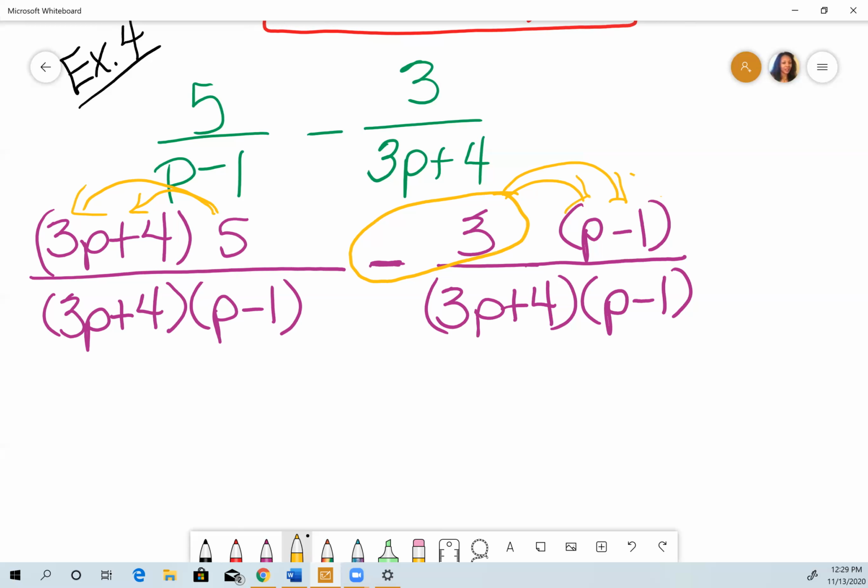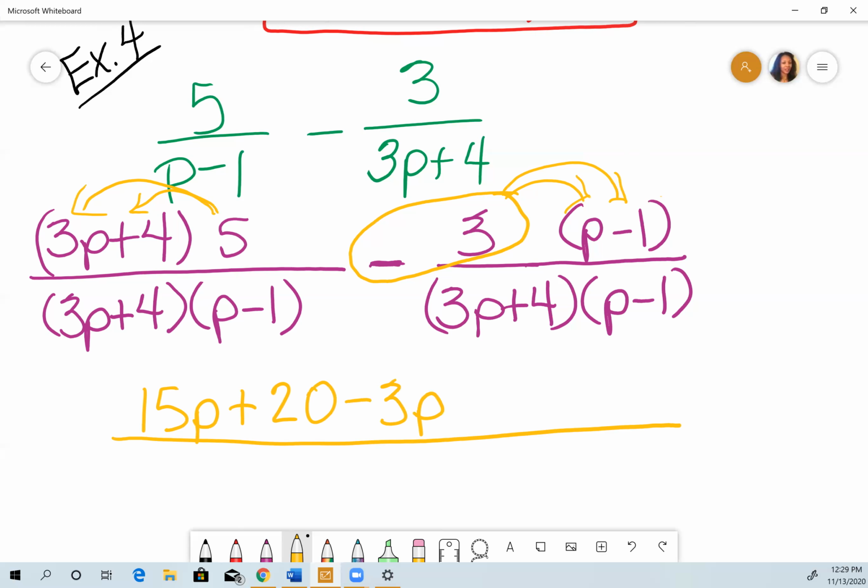Okay, so what I'm going to do is go ahead and distribute this out, and I end up with 5 times 3p, which is 15p, and then 5 times 4, which is positive 20. I'm going to just set this up as one big fraction. So negative 3 times p is negative 3p, and then negative 3 times negative 1 is positive 3. I'm going to go ahead and put my factored form of my denominator underneath. And again, I can simplify.